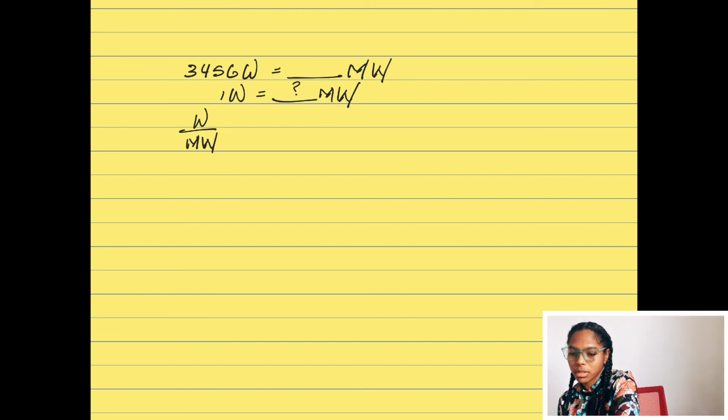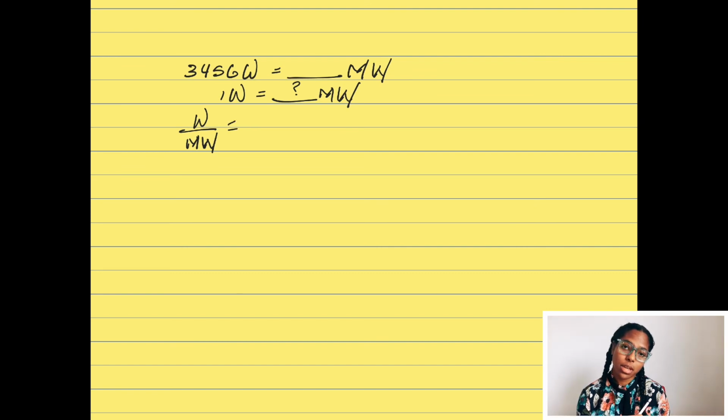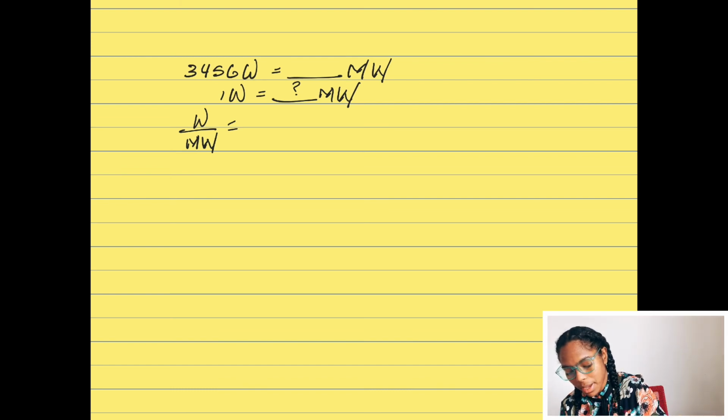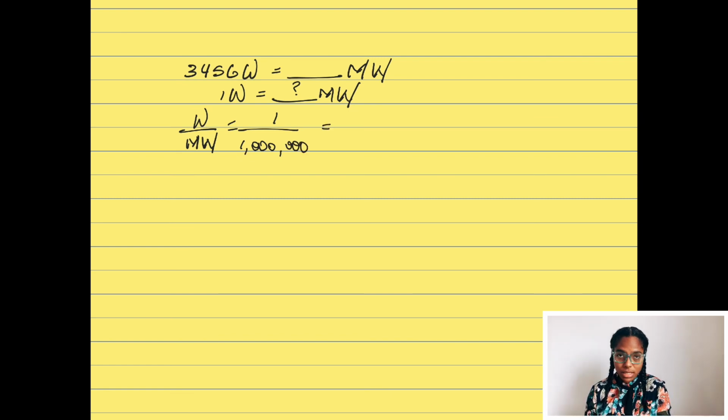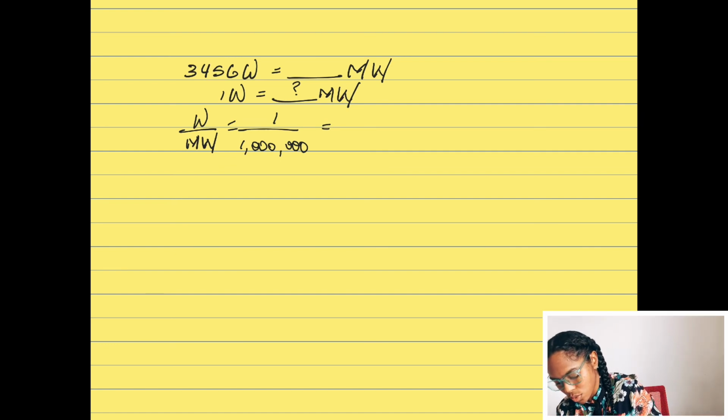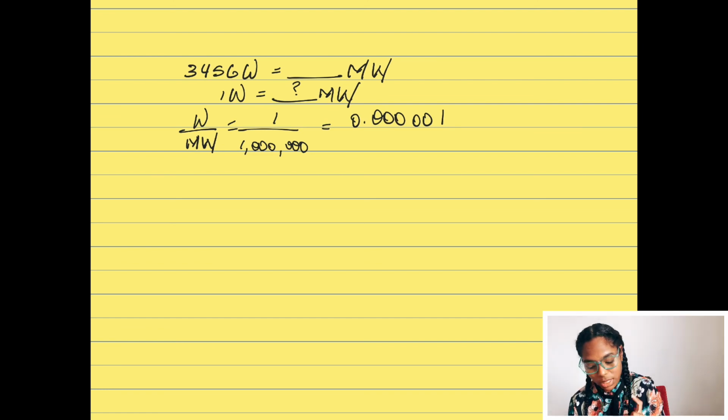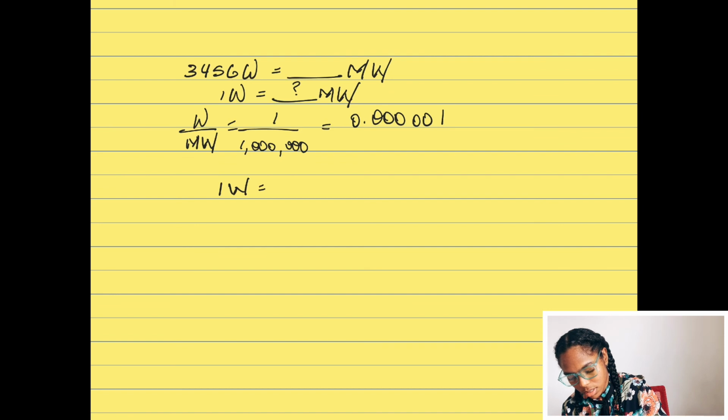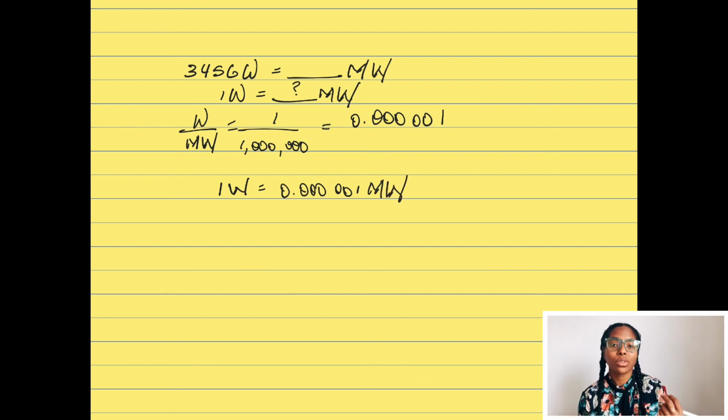Now let's jump back to our table. And if we look here, watt doesn't have a prefix in front of it. So it's just no prefix or unit, which is 1. And mega, if we look at that, we have 1 million. Now you can leave this as a fraction if you like, or you can put it as a decimal. But we punch it in our calculators. 1 divided by 1 million, which is 6 zeros, so don't mix that up, is equal to 0.000001, and that's it. So what does this mean? This means that 1 watt is equal to 0.000001 megawatt.